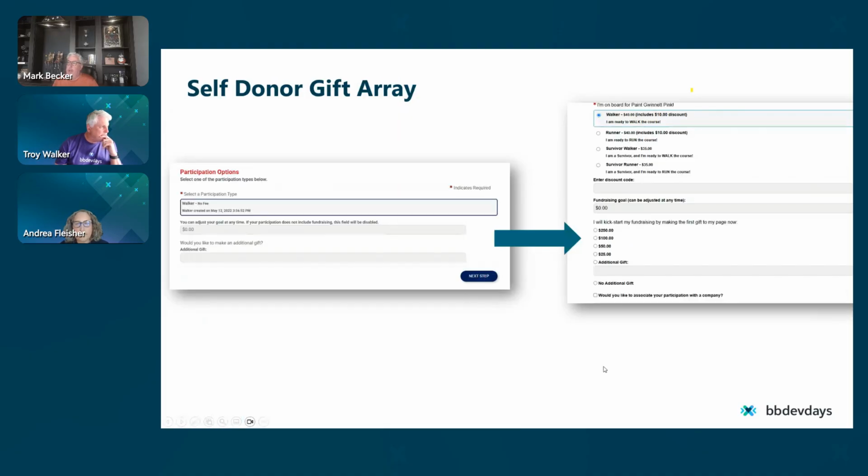All right. Self-donor gift arrays, right? So by default, you can have a check mark to allow a participant to make an additional donation at time of registration or not.